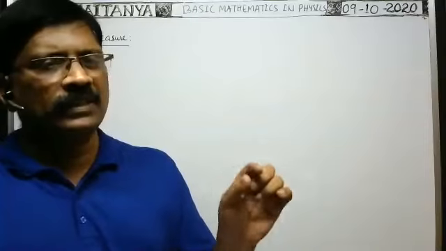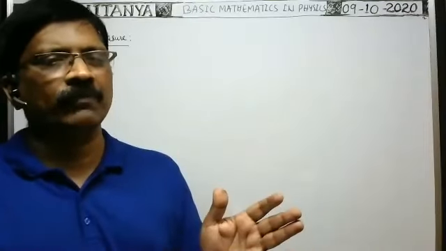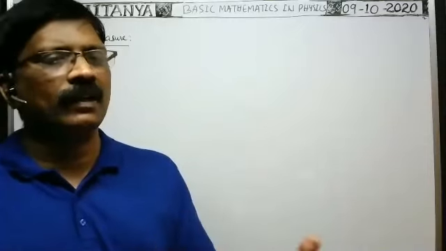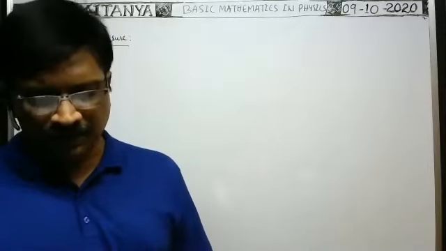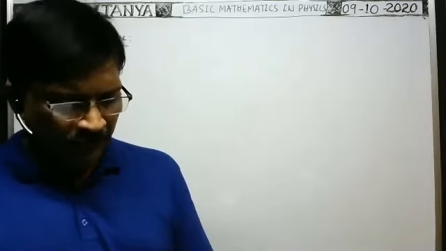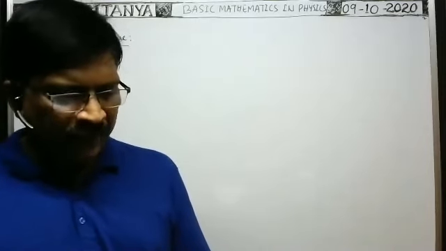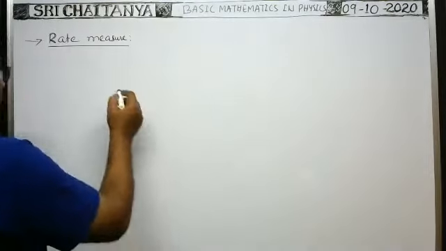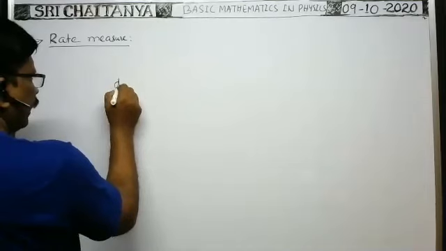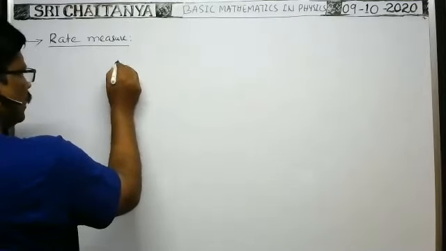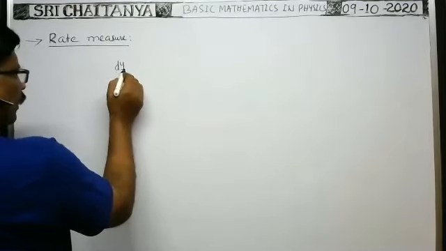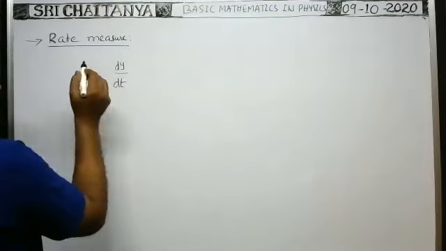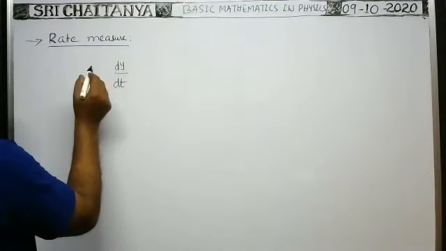Suppose any physical quantity varies with respect to time, then the differentiation of that physical quantity with respect to time is called the rate measure. In case of rate measure, it gives the change in any physical quantity per second. Suppose in a time dt, the change in the physical quantity y is dy. Then the change per unit time is dy by dt. That is called the rate measure of y.